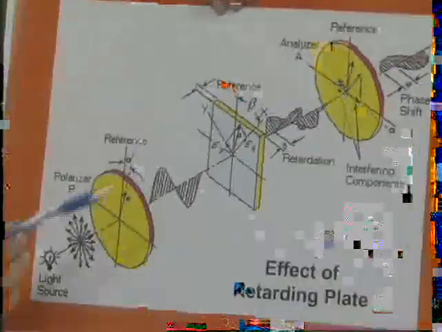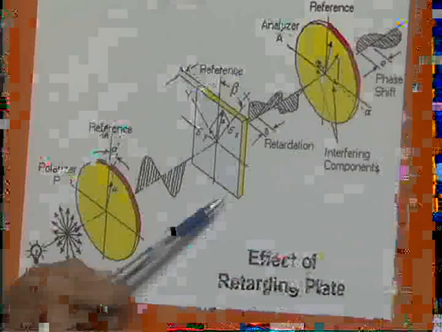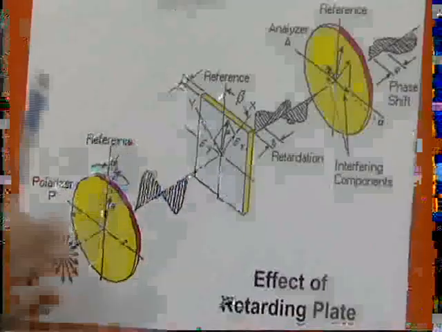Subba Rao sir, what is the role of a retarding plate? A retarding plate is a doubly refracting crystal slice which introduces a phase difference between the ordinary ray and the extraordinary ray.